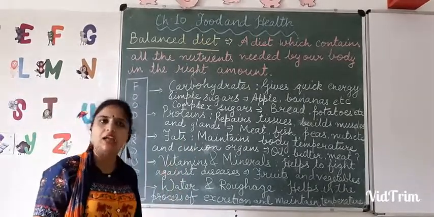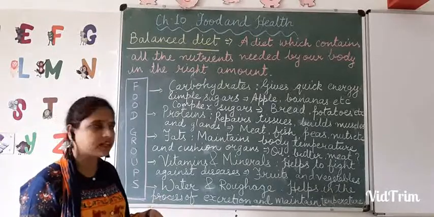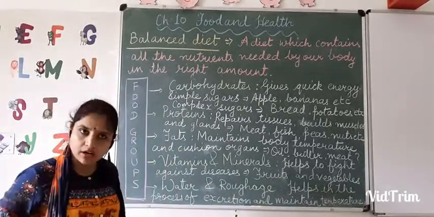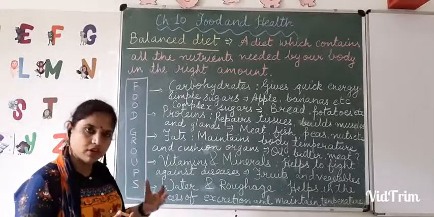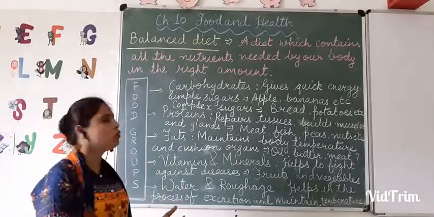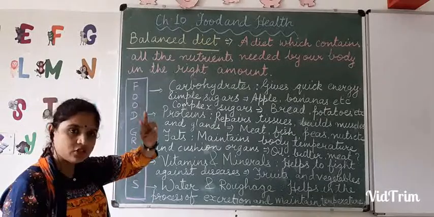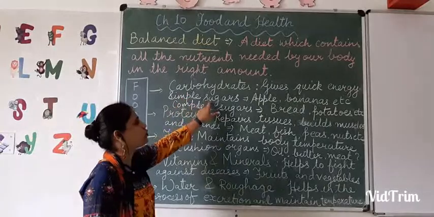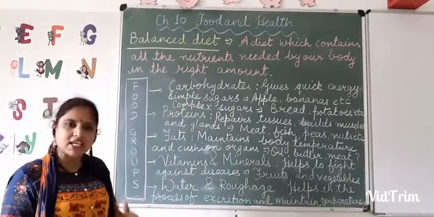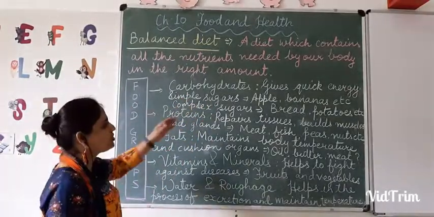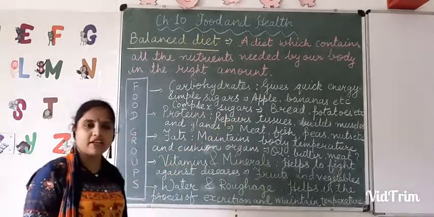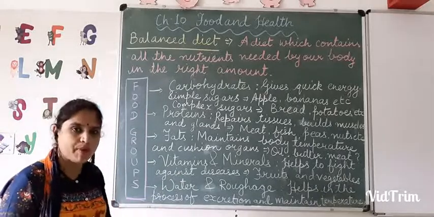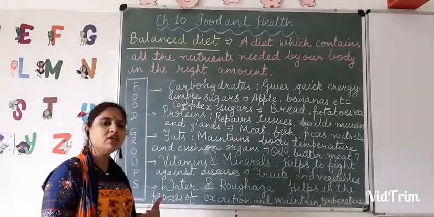Whenever we feel dull, when we eat a diet that contains carbohydrates, it gives us an immediate boost and we are ready to work. So it contains two types of sugars. It is also known as sugars. The first is simple sugars. Simple sugars are easy to digest and fruits like apples, bananas and grapes contain simple carbohydrates that could be easily digested by our stomach.